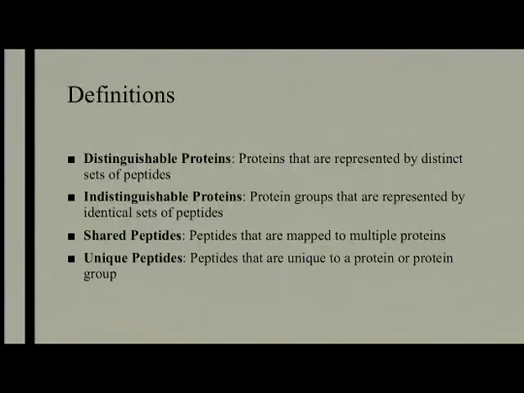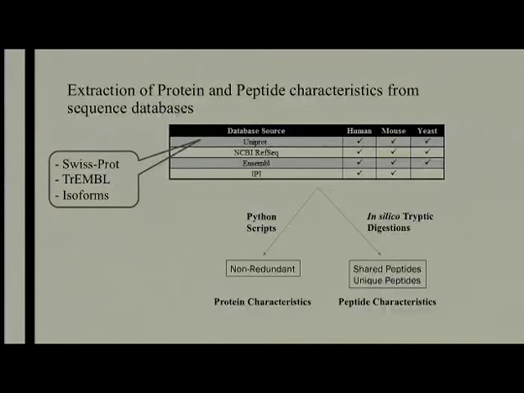So before I move on, I wanted to go over definitions of some of the terms that I'll be using in this presentation. Like I told you, the distinguishable proteins in protein inference are proteins that are represented by a distinct set of peptides. And then indistinguishable proteins are those that are represented by an identical set of peptides. And we have shared peptides, which are peptides that are mapped to a single protein or multiple proteins. And then unique peptides are those that are mapped to a single protein or a protein cluster.